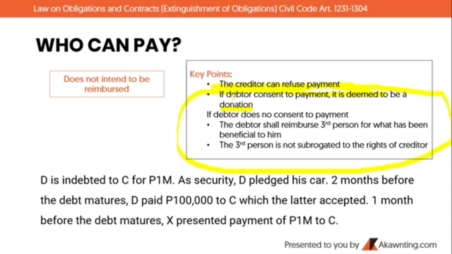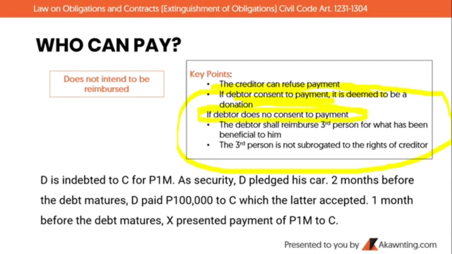So kapag inaccept ni debtor, consent to the payment, the transaction will be deemed a donation on the part of the debtor and the third person, di ba? Pero on the part of the debtor and the creditor, syempre na-extinguish na yung obligation ni debtor kasi binayaran na siya nung third person na yon. Okay, pero syempre, although hindi practical, may chance na pwedeng mangyari pa rin.